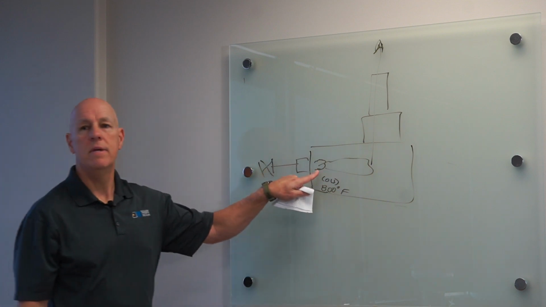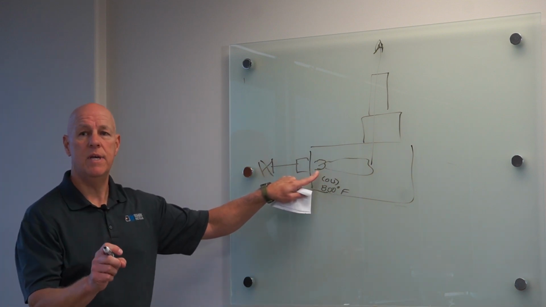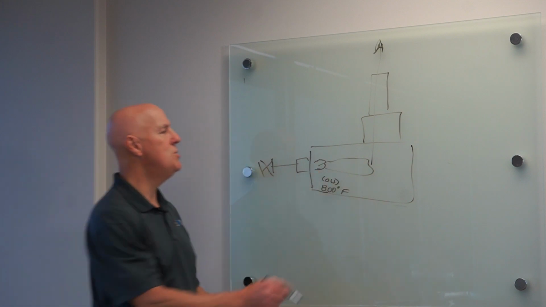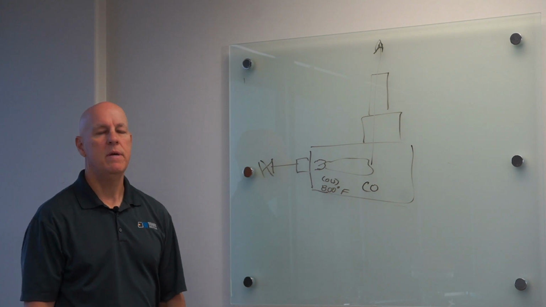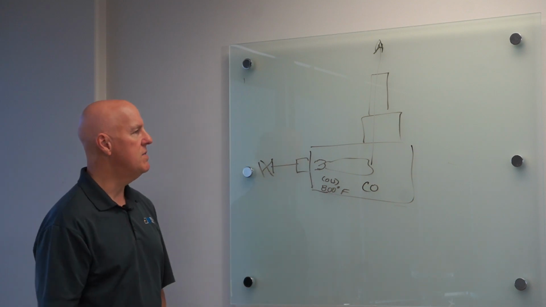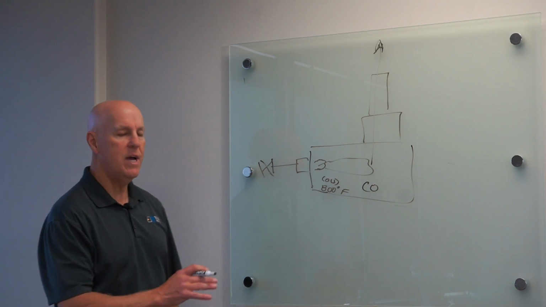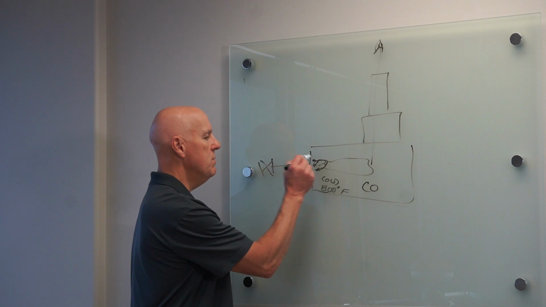So yes, my burner's stable. Yes, I have a flame. Yes, it's not unsafe, but now I have an emissions problem of a lot of CO. And so maybe you have an environmental permit. Maybe you have a safety concern. So you have to be cognizant about turn down in a cold environment.